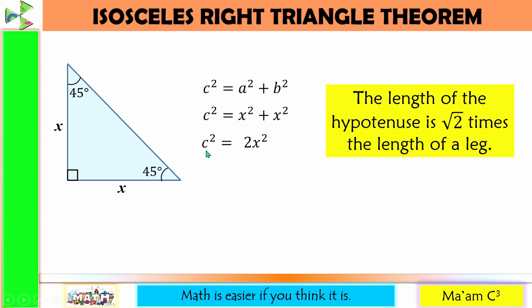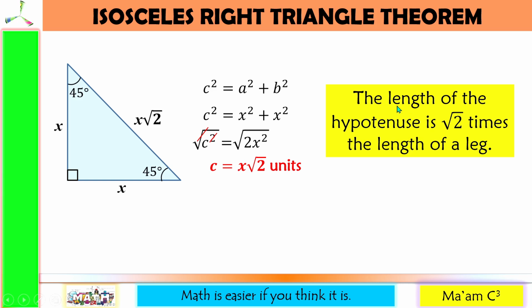To solve for the value of c, we're going to extract square roots of both sides. So this will cancel out. And then here is square root of 2x squared. We can factor out x, bring it outside. So what remains inside the radicand symbol is 2. So we have x square root of 2. This is the measure of the hypotenuse.